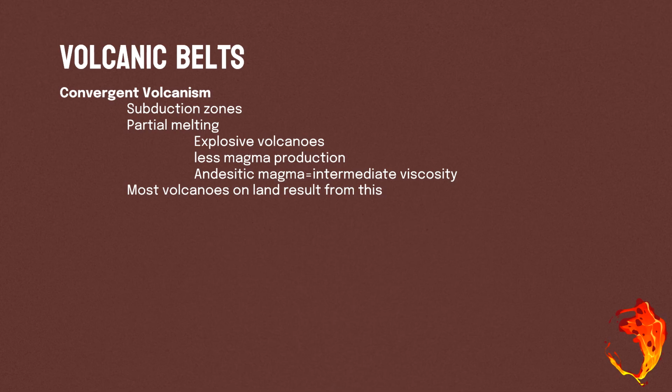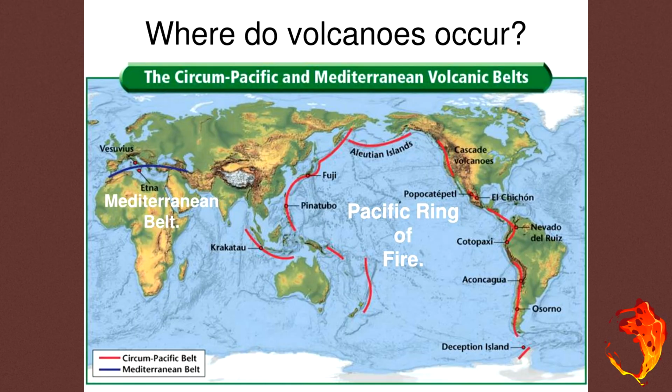And we'll learn about this later, but they normally have andesitic magma, which has intermediate viscosity. And then most of the volcanoes on land result from this. So examples of this could be the Andes. There are volcanoes in the Andes Mountains, or all the volcanoes that are along the Rocky Mountains in the northwestern United States, like Mount St. Helens, are good examples of that.